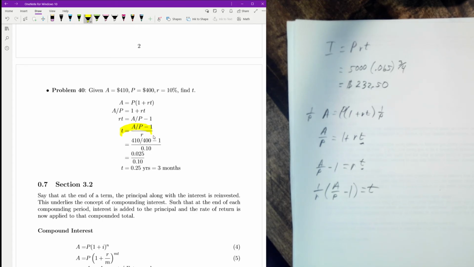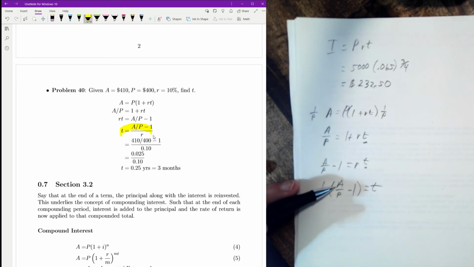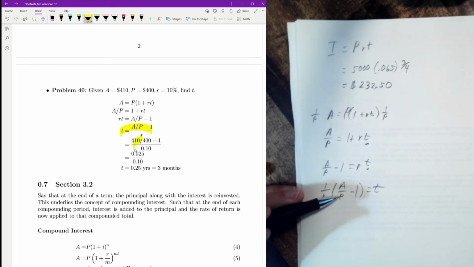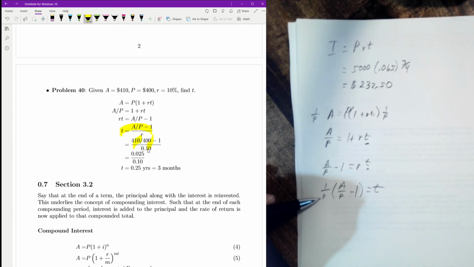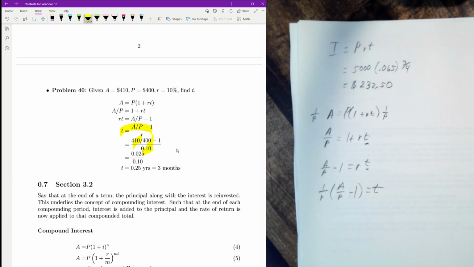Once we're at this point, we just basically plug in the numbers that we're given, which in this case is 410 is the A. So A is equal to 410. P is equal to 400, minus 1, and then again we convert our 10% to 0.1, so we divide this by 0.1. We do the calculations, and T equals 3 months.